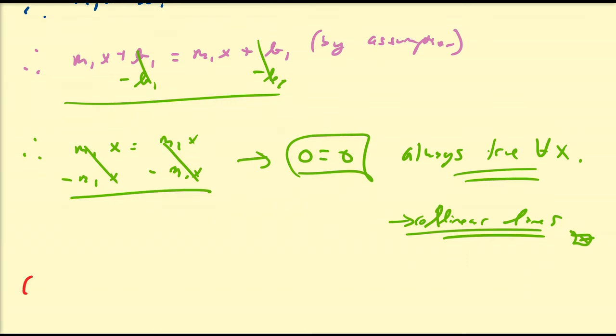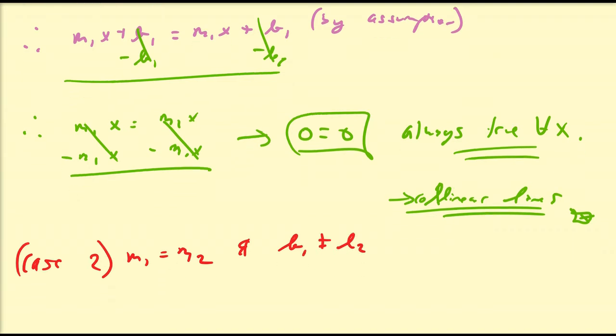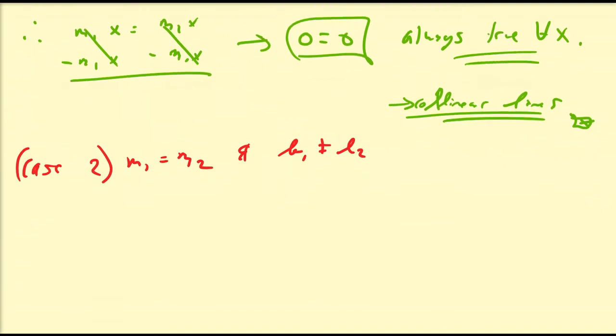So let's consider case 2. Let's consider the case where m1 is equal to m2 and b1 does not equal b2. This is the case where they are not collinear, so our goal is to see if they are parallel or not. Again, we have two lines, line 1, which is y is equal to m1x plus b1, and line 2, which is y is equal to m2x plus b2.